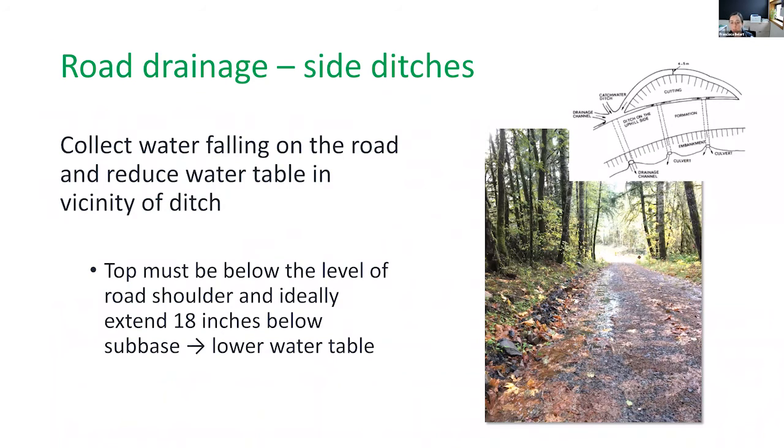So we talked a little bit about the surface and how important it is to keep water off the surface and how to utilize the rock. Now that the water is off the surface, where does the water go? The first one is the typical side ditches, right? These collect the water that is falling on the road and reduce the water table in the vicinity of the ditch. So we want to get the water off the road and then direct it into these side ditches, so we can effectively drain that water out.